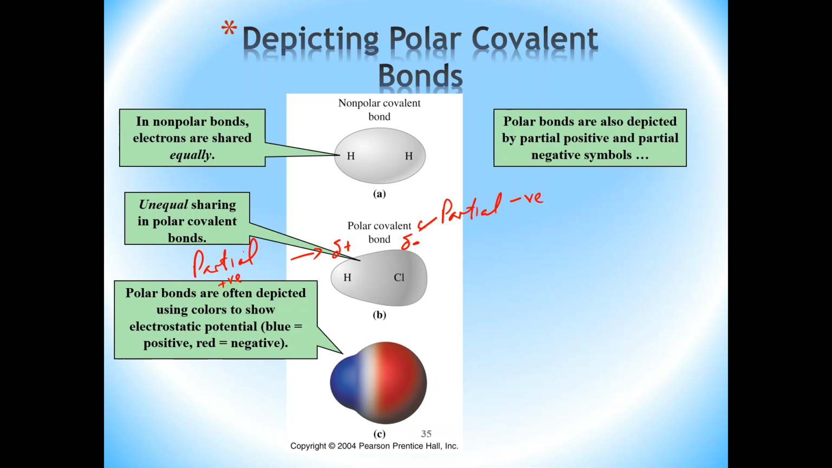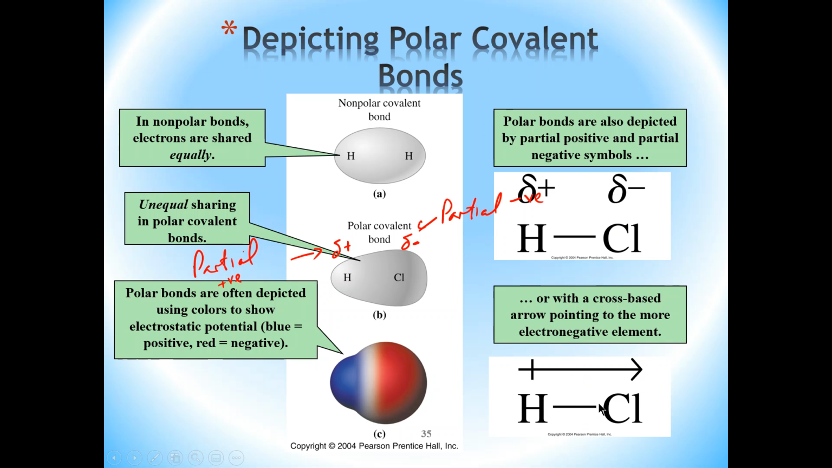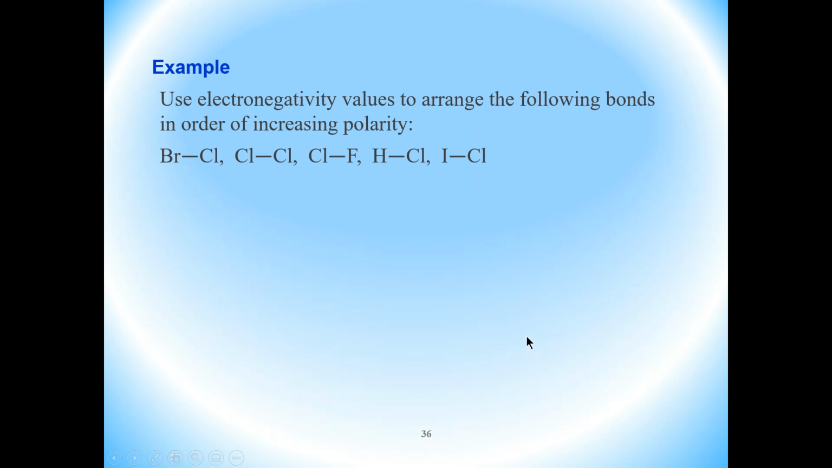Another way of depicting the polarity of a bond is using this arrow with a cross at the tail. Basically, the convention is that the arrow is pointing from the positive end to the negative end of the bond. So that's why the arrow is pointing towards the chlorine in this particular situation, right? So that's another way of representing the separation of charge within the bond, and therefore the bond is said to be polar, all right? Okay, now let's look at this example here.